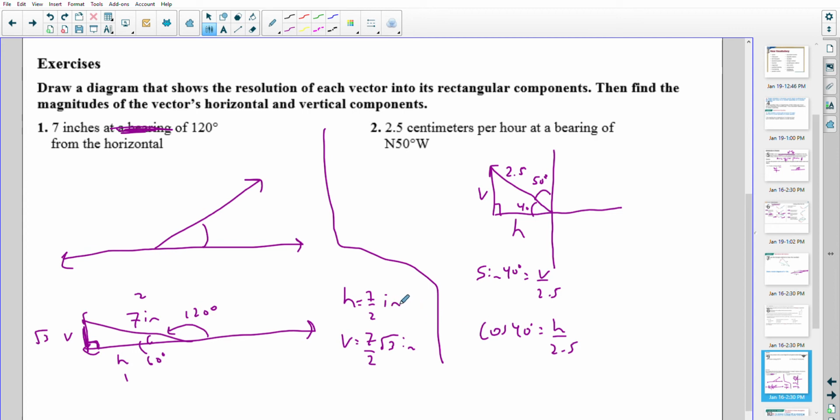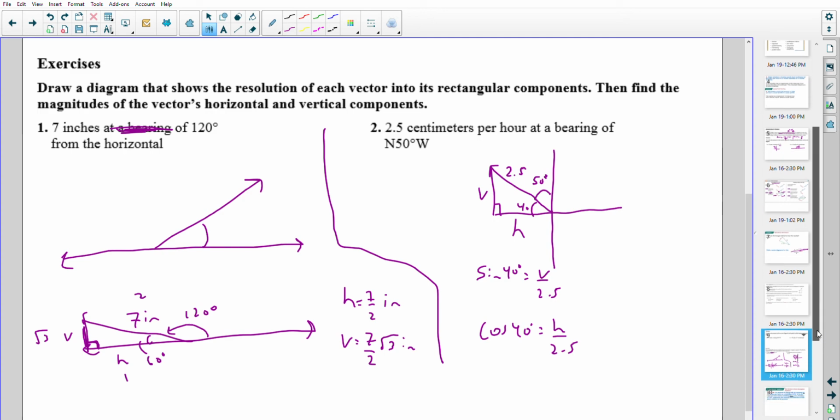That's a little bit on drawing bearings, and also from the horizontal, looking at vectors, which include magnitude and direction. And in the next lesson, we're going to be talking about some more complicated story problems.